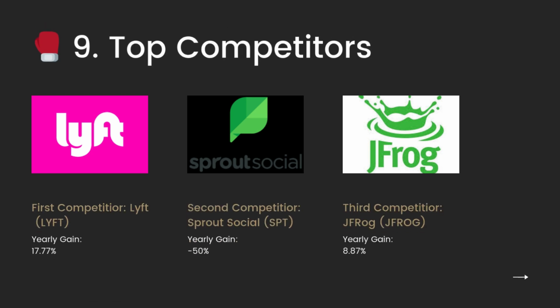In terms of pillar number 9, its top competitors, we have Lyft with the yearly gain of 17.77%, pretty good. And then our second competitor is Sprout Social, and they have a yearly loss of about 50%. So I'm not touching that company. It's crazy. And then our third competitor is JFrog, and that has a yearly gain of 8.87%. So it looks like Lyft is doing pretty good compared to the other competitors.